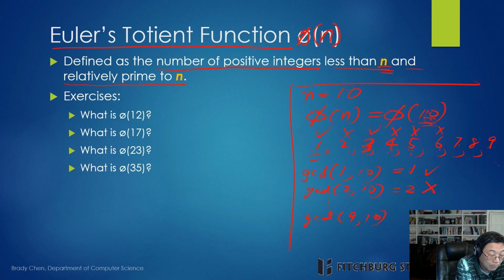Now 7 and 10, the only divisor that can divide both 7 and 10 is 1. So that means they are relatively prime. 8 and 10, no, they have a common factor 2. 9 and 10, yes. So we find 1, 3, 7, 9: 4 positive integers less than 10 that are relatively prime to 10. So we can say phi of 10 is 4.